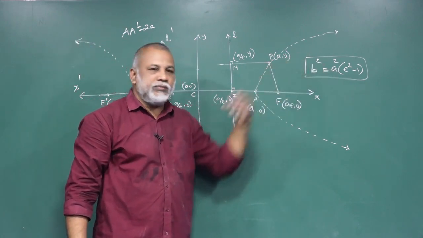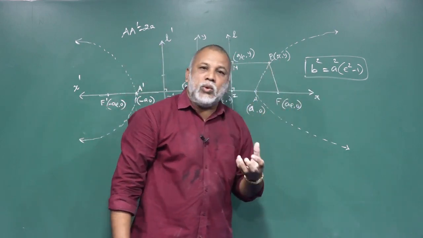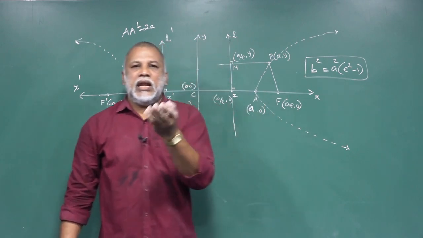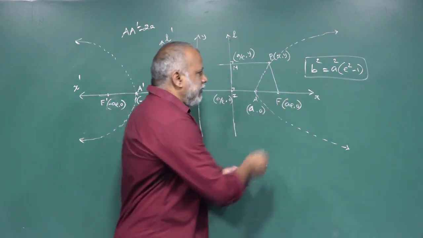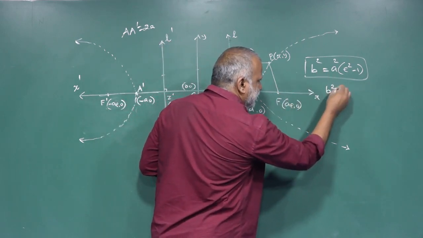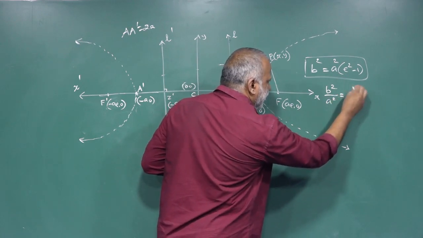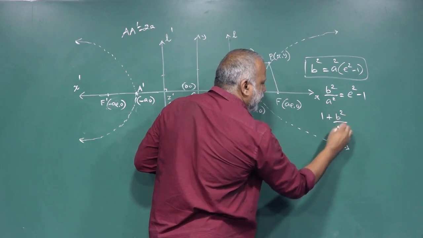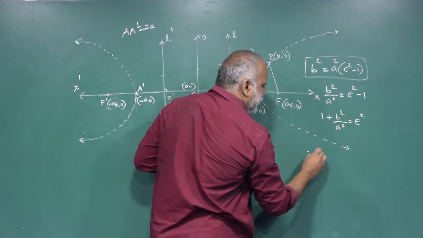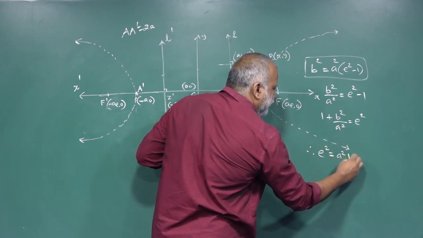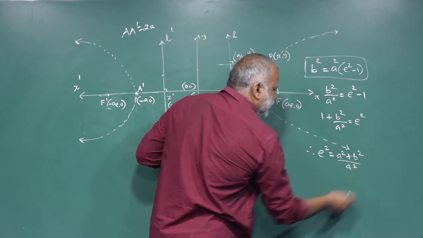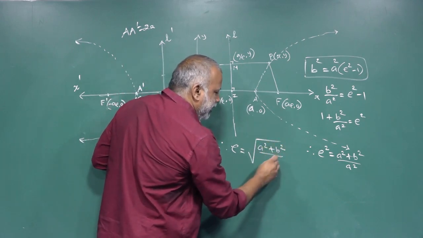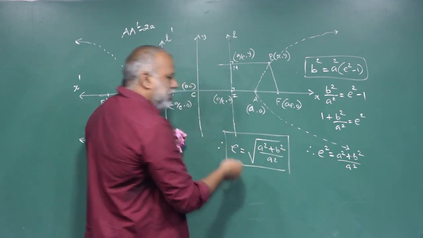Here we have b squared equal to a squared times (e squared minus 1). Now from this we are able to work out the E value. What is the meaning of E? That is the eccentricity. For a parabola E equals 1. For an ellipse E is less than 1. Now see, we are able to work out E from this. Just listen. B squared by A squared equals E squared minus 1. Just take this negative to the same side. So we can write 1 plus B squared by A squared equals E squared. Take LCM. Therefore E squared equals (A squared plus B squared) divided by A squared. Therefore E, the eccentricity, is the square root of (A squared plus B squared) divided by A squared. This is the eccentricity for the hyperbola.